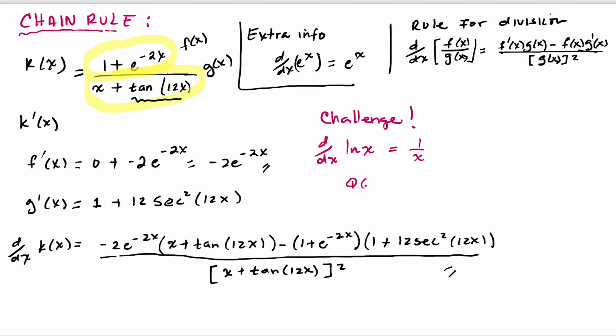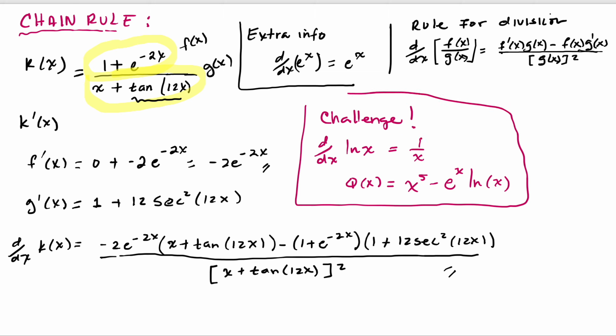I'm going to call this function q of x, and this new function is x to the 5th power minus e to the x times ln of x. This will be the challenge for you today. Remember, use this extra piece of information and have the chain rule in mind.